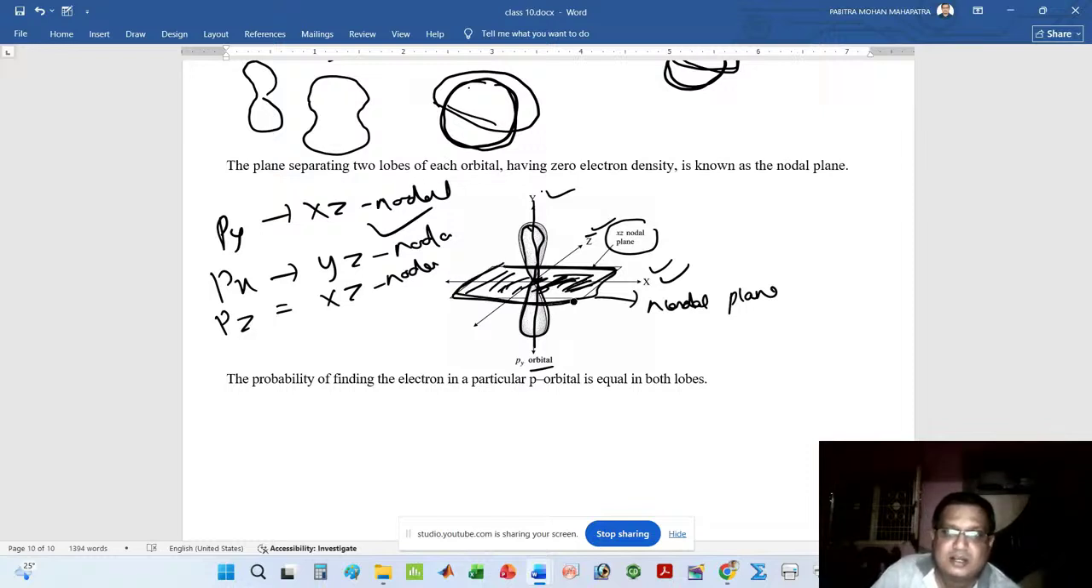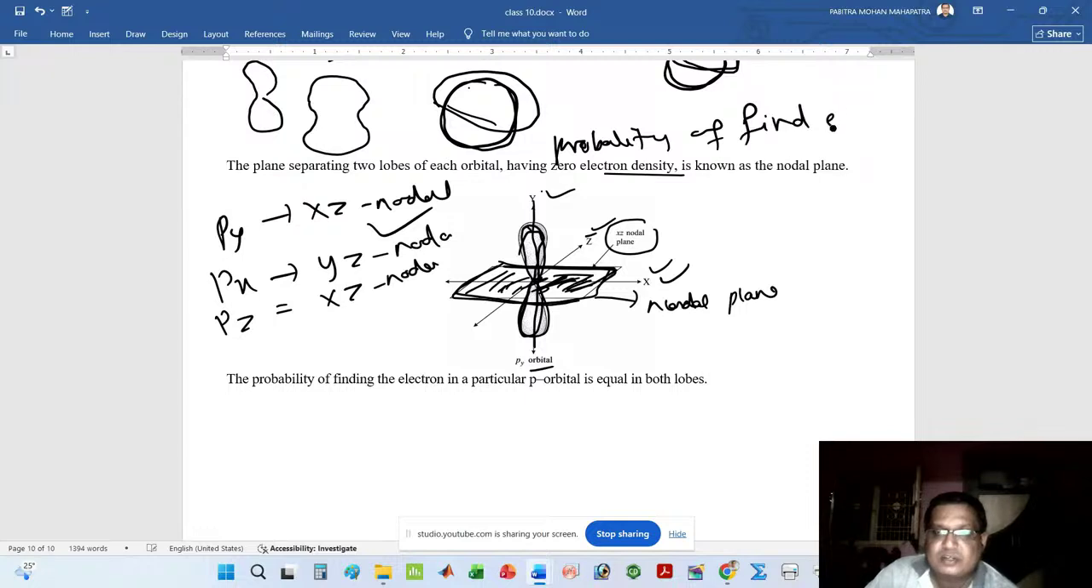So here you can say that the plane separating two lobes. This is the plane which separates this upper lobe and the lower lobe, having zero electron density, that means the probability of finding electron is zero. A plane with probability of finding electron equal to zero is known as what? Nodal plane. A one mark question will always be asked: what is nodal plane? Nodal plane is the plane which separates the two lobes of each orbital and has zero electron density. That is called nodal plane.